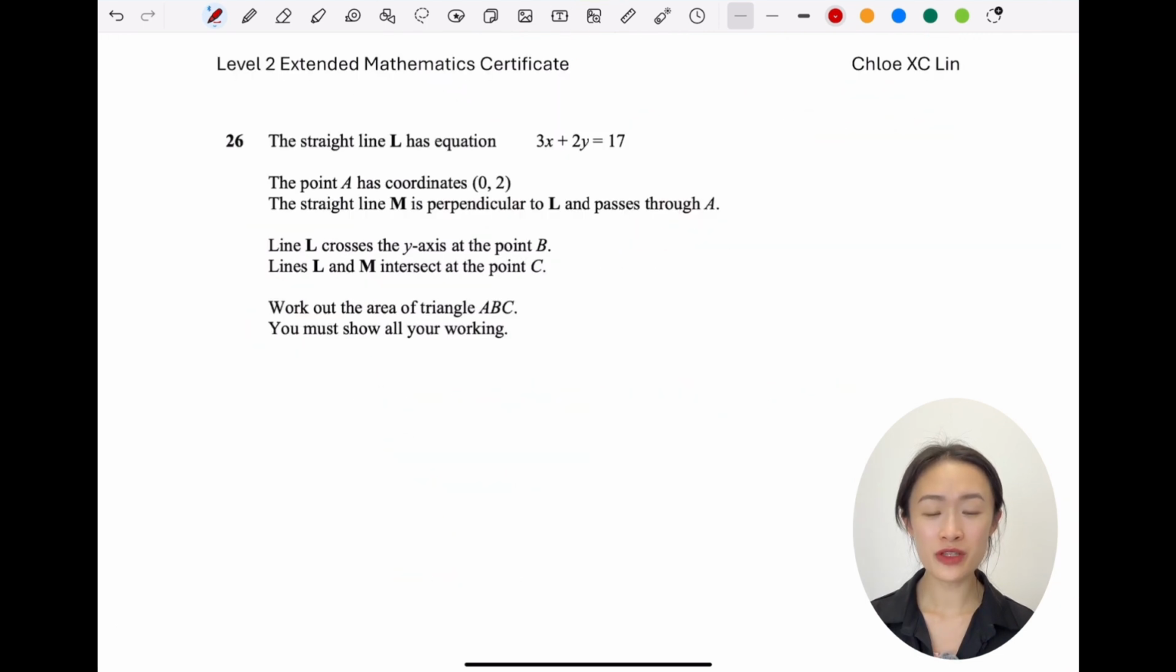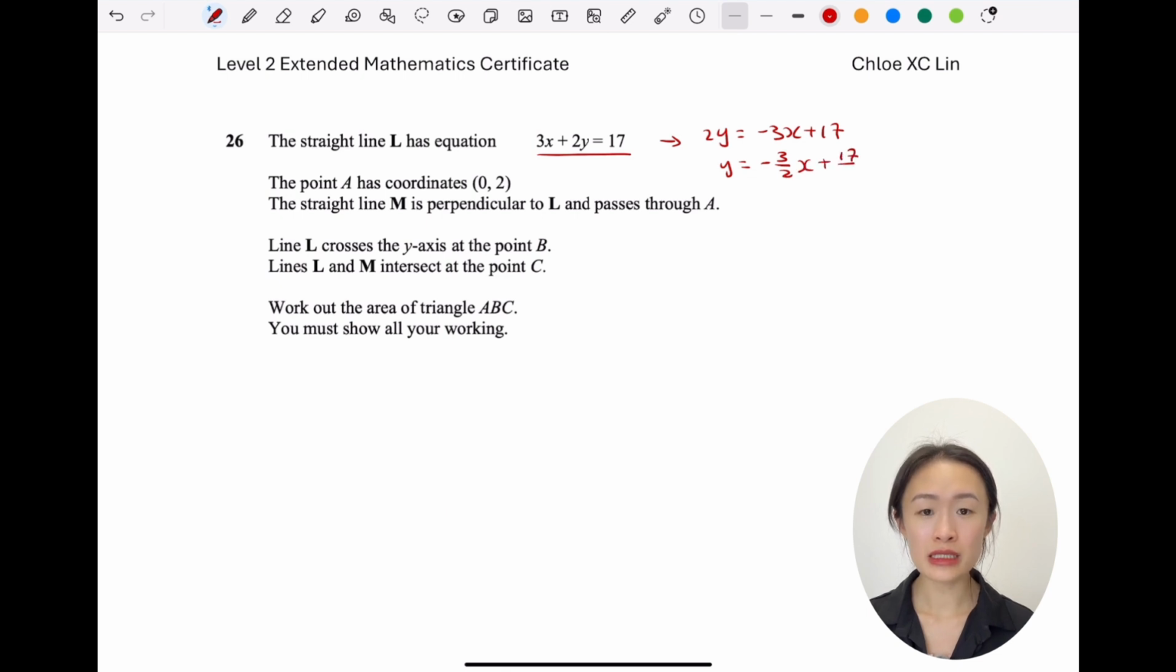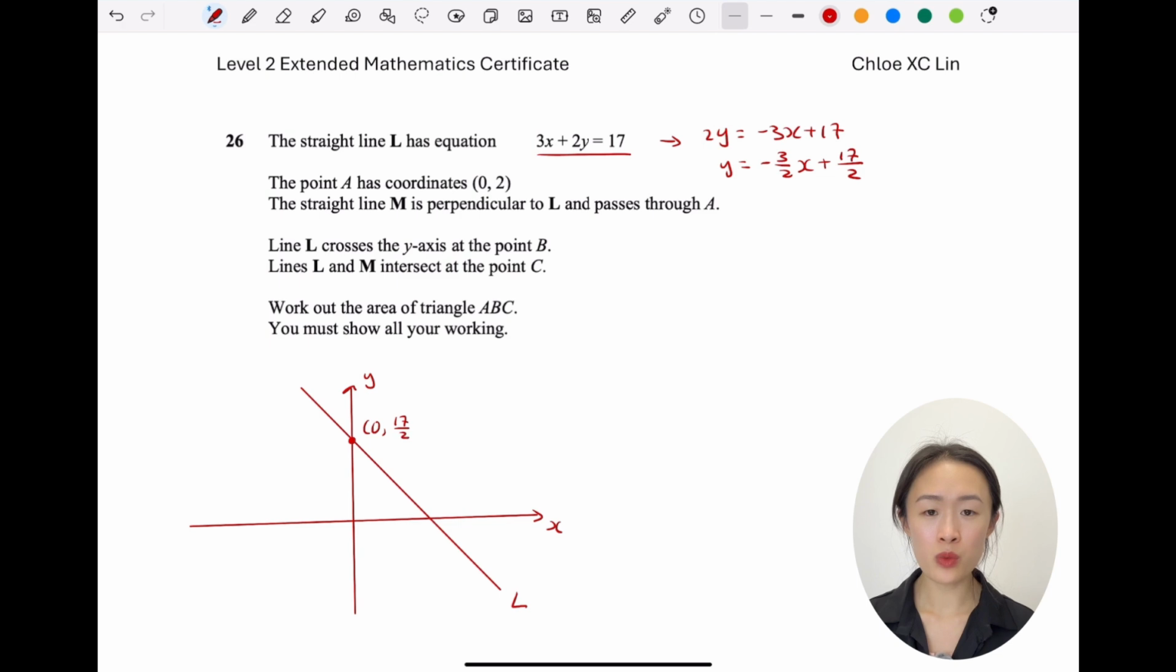Okay, now let's move on to the final question. So we are given the equation of the line L, 3x plus 2y equals 17. As usual, what we need to do is get ourselves a sketch so that we can visualize the problem. By rearranging the equation, making y the subject, we can see that this line has a negative gradient, -3/2, and the y-intercept is 17/2.